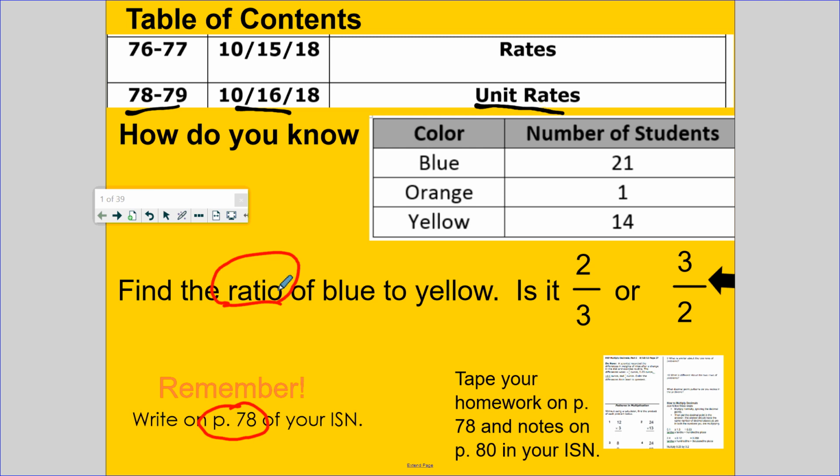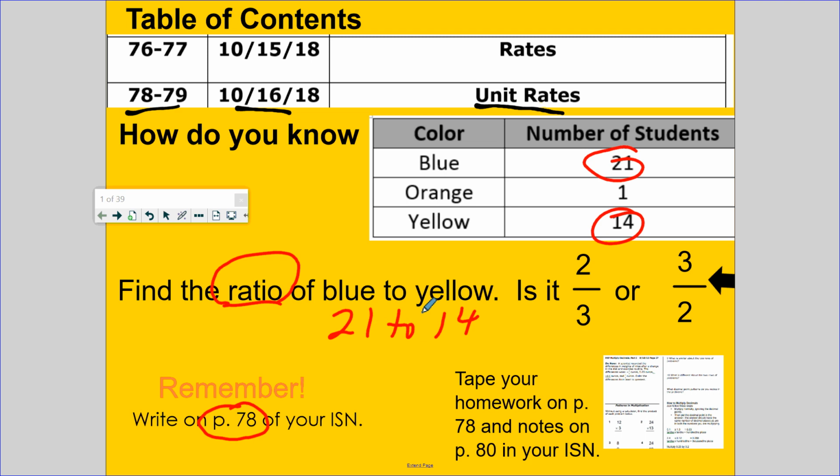Ratio, in case you forgot, compares how many items. To find a ratio, you have to compare how many quantities. Hopefully you said 2 quantities. Remember we did the giraffes and zebras, and then boys to girls. So it's counting how many items you have. So blue to yellow. How many blues do we have? 21. How many yellows do we have? 14. So this is a part-to-part comparison.